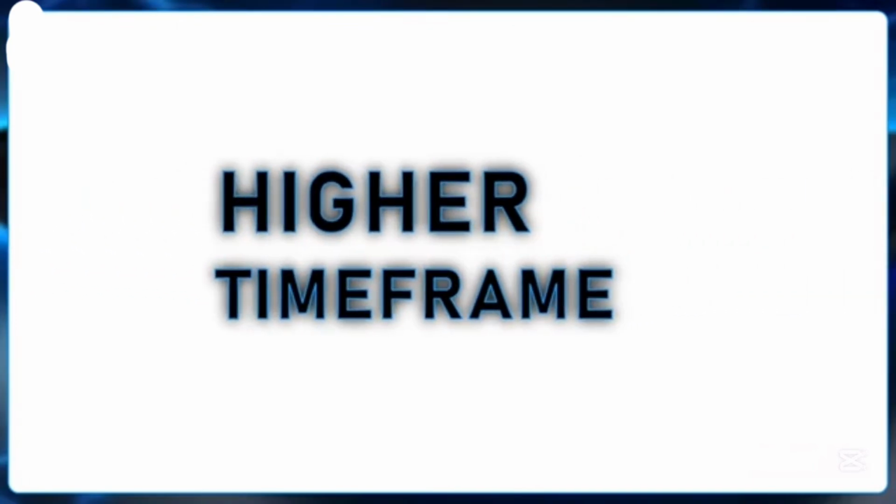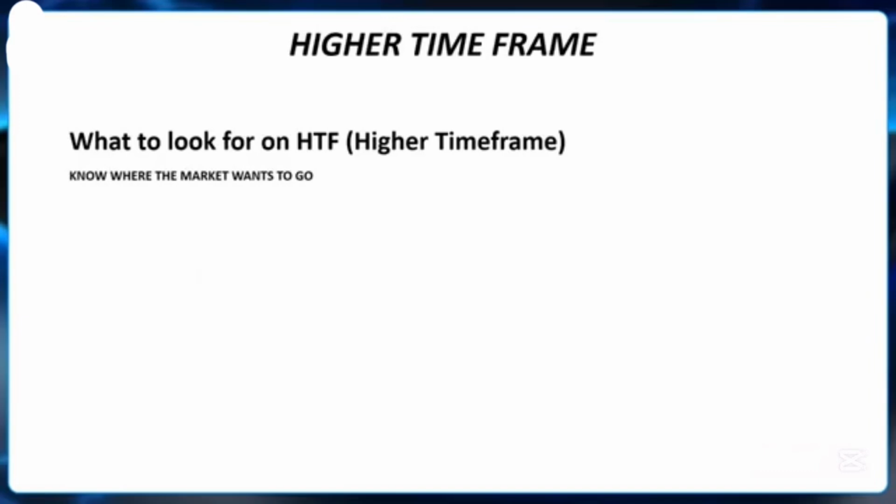Let's get into it. All right, so first of all, we're going to pay attention to the higher time frame because everything starts from there. Now, what exactly are we looking for on the higher time frame? Our main focus here is to understand the market environment: where the market is right now, where it wants to go, how it's likely to get there, and why it wants to go there. To figure that out, the very first thing we need to look at is order flow.